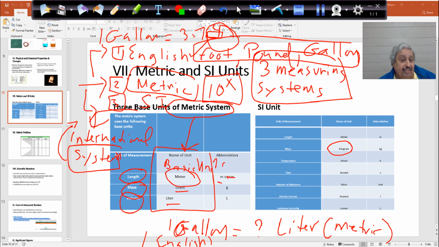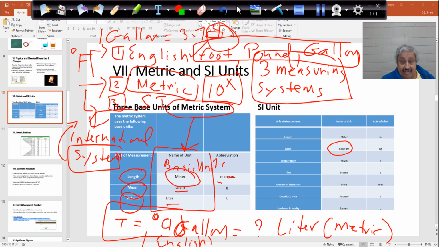Temperature. If I put temperature here, for metric, what are we using? Centigrade, Celsius. Perfect. Thank you. A capital C with a small tiny circle on the top. The small circle means degree, centigrade Celsius. So what do we use for English? Fahrenheit, correct. A circle and a capital F. And what do we use for the SI unit?